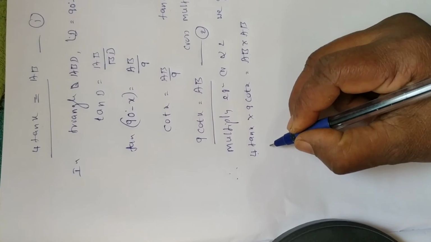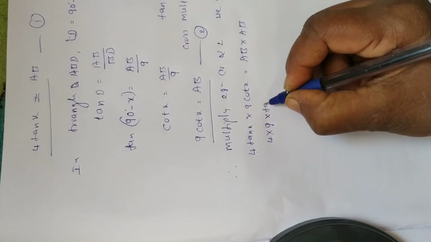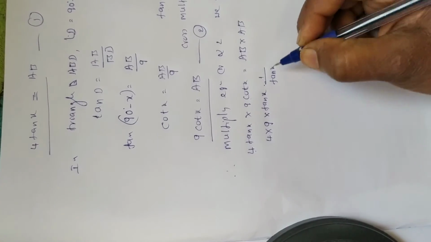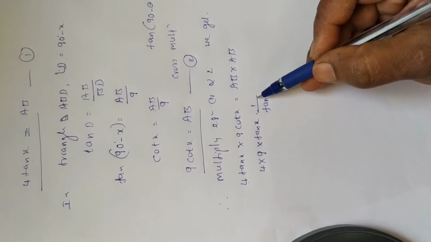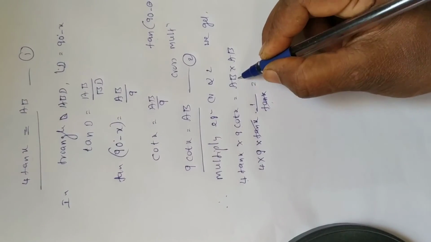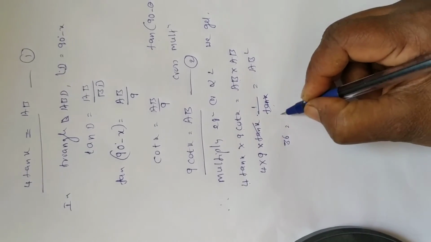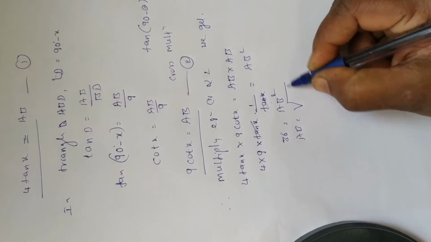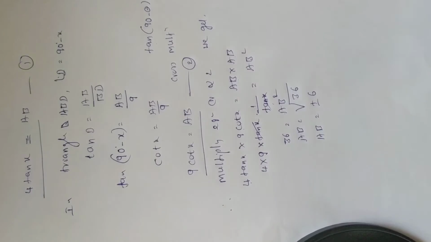4 nines are 36, and tan x into cot x is written as tan x times 1 by tan x, because cot is the reciprocal of tan. So, you can cancel tan x and tan x. AB into AB is AB square. So, 4 nines are 36 is equal to AB square. Then, AB is equal to square root of 36, that is plus or minus 6. So, AB is plus or minus 6.